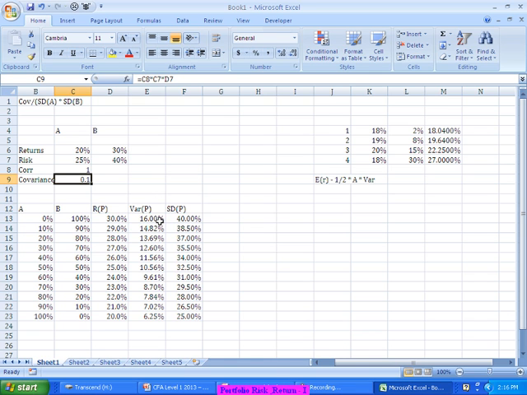So the basic funda in any portfolio management is to invest in those combinations of securities whose correlations are less than 1. If they are 1, there is no diversification benefit. The more they are away from 1, there is a very heavy diversification benefit in the process.